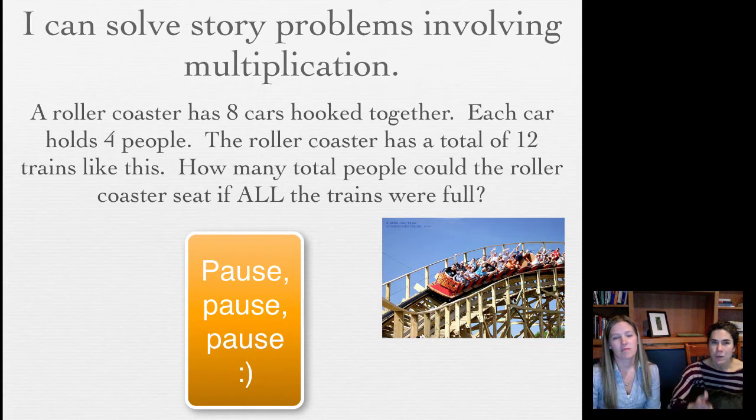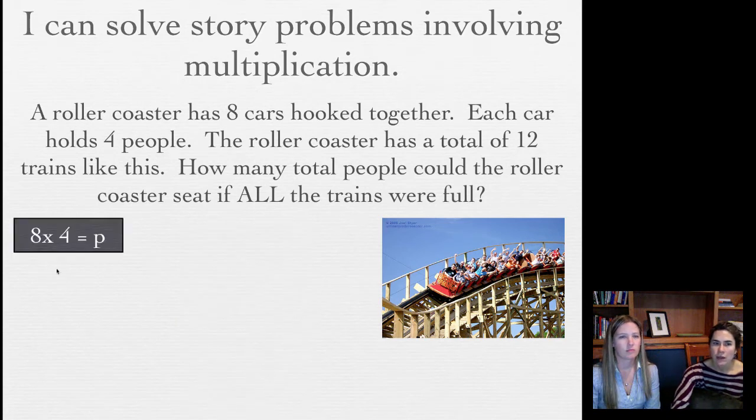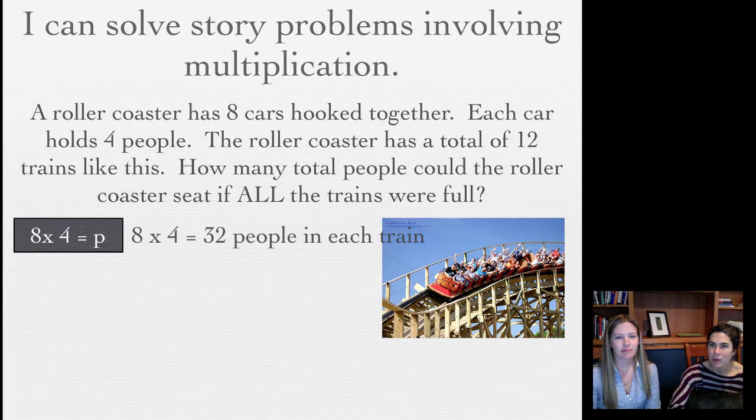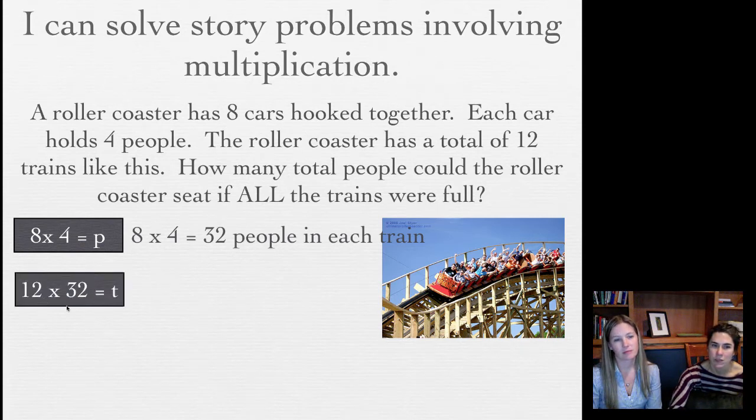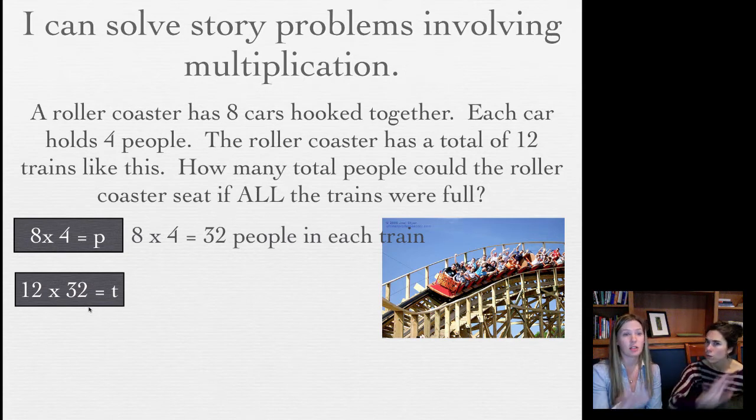So, once again, you've paused, and now you're going through, and hopefully what you realized is first you had to think about how much a car would hold. So 8 times 4 would equal 32 people in each train, and then you have a total of 12. So you really have to multiply twice. Now you have to think about 12 times 32. And if you only said the answer was 32 and now you know that's different, you better pause again and try and solve this one.